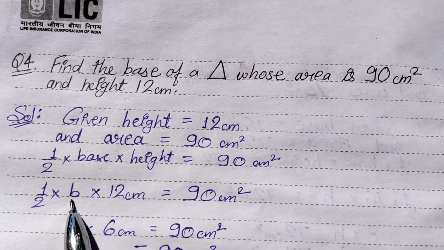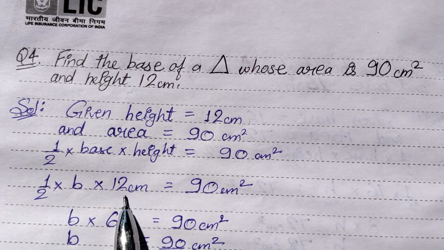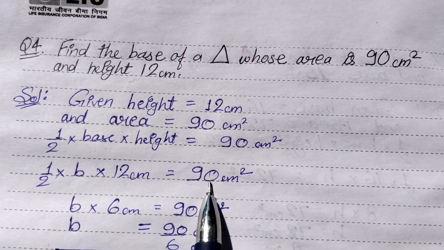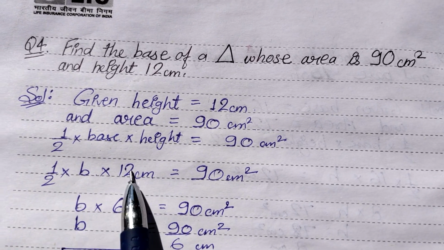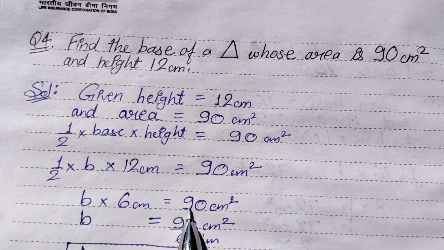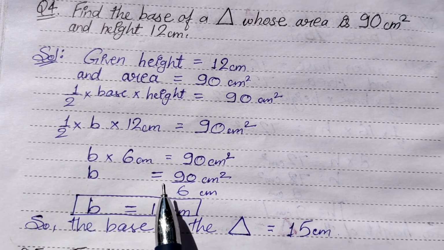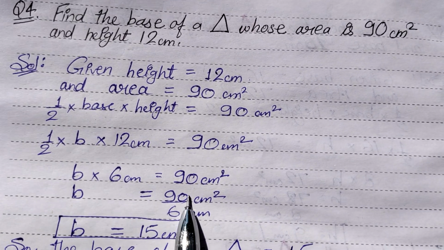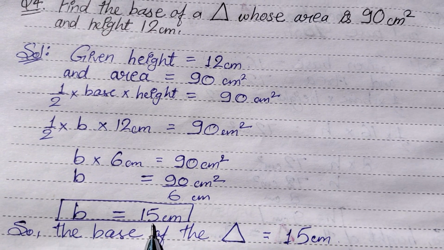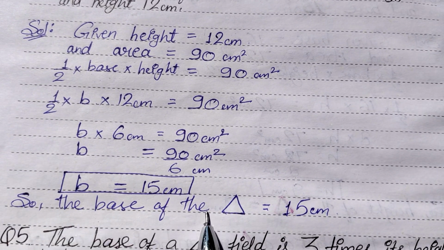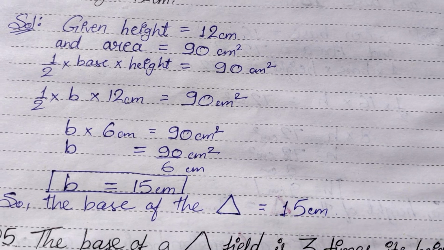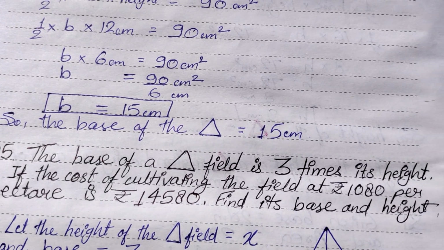We have 1/2 into, let base be b and height is 12 centimeter, is equal to 90 centimeter square. Now calculating this, we have base into 6 centimeter is equal to 90 centimeter square. Now transfer this 6 centimeter to the right side. It will become divide. Now base is equal to 90 divided by 6. We have 15 centimeter. So the base of the triangle is 15 centimeter. Now see the next question.